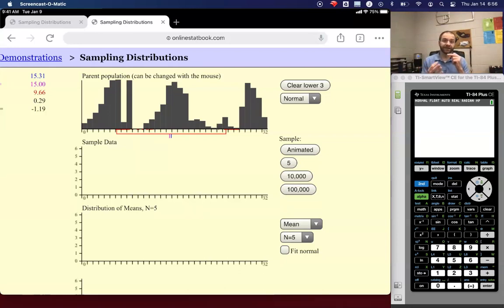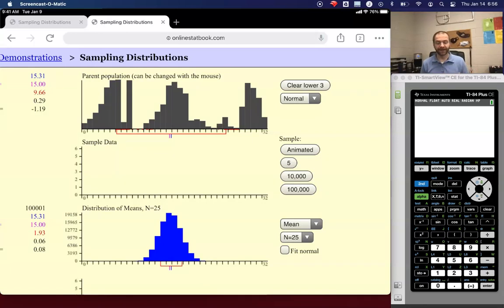It is not normal. It is not uniform. But if I do this many, many, many times, and I can only go up to 25, and I collect a sample many, many times, so it's gathering the sample of 25, calculating the mean, and plotting it down below, and I'm going to repeat that 100,000 times. So this was done 100,001 times, and notice you get approximately normal as a shape.